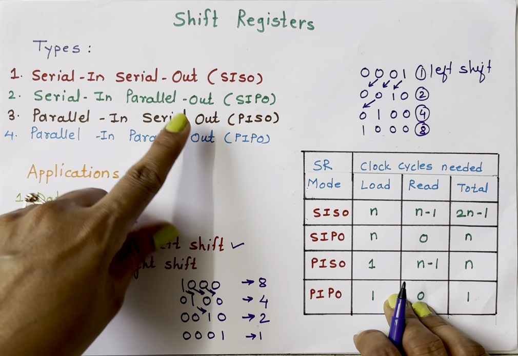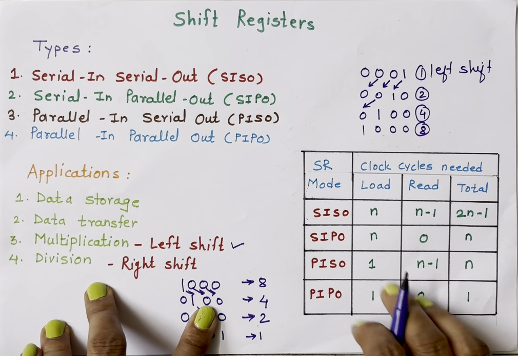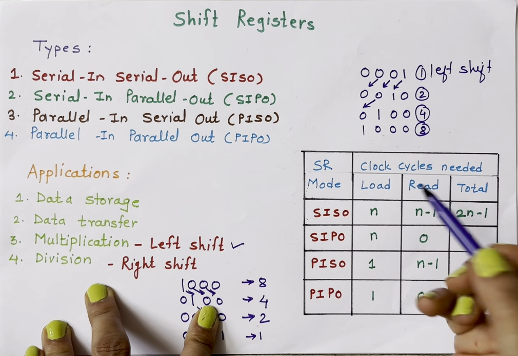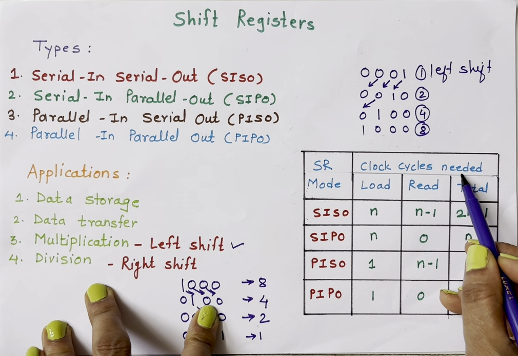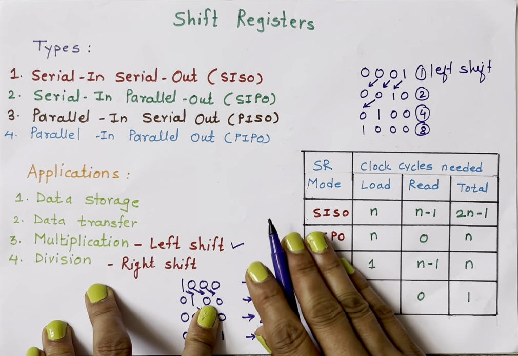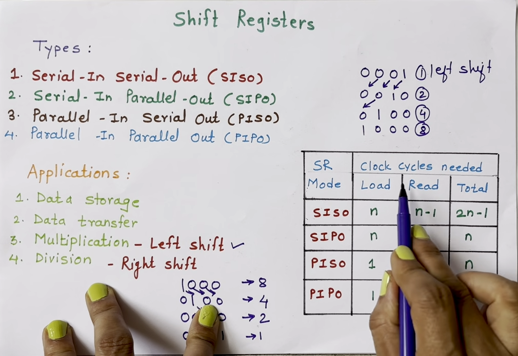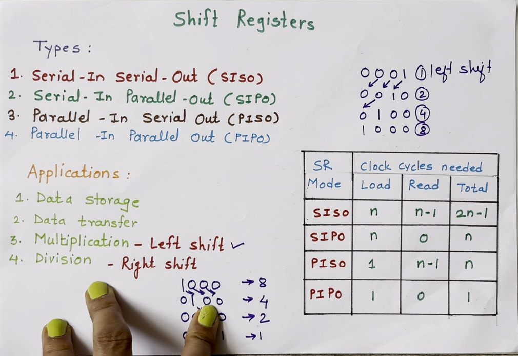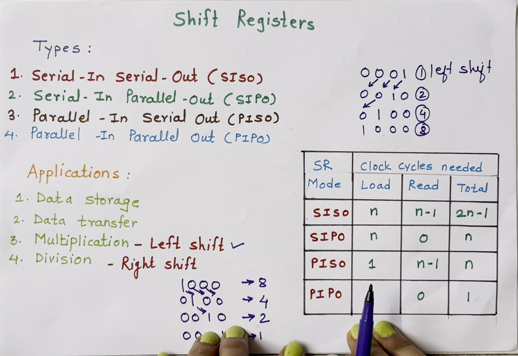Now we know there are 4 types of shift registers: serial in, serial out, serial in, parallel out, PISO, PIPO. We need to know how many clock cycles are required to load data into that shift register, then how many clock cycles are needed to read data, and the total number of clock cycles. So this table is very important. You should know this table.